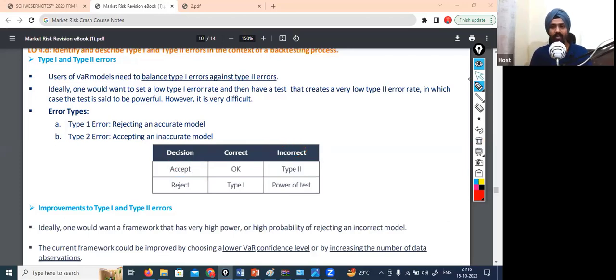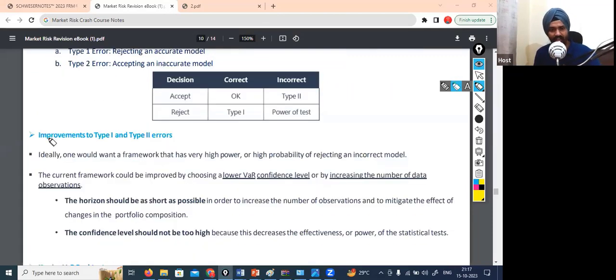as per the regulators. And that is why we say that ideally one would want to set a low type 1 error. Ideally, we want to have it low, but a very low type 2 error rate, very low. This has to be even lower. So type 2 error is our major focus. We don't want to use an incorrect model. We want to use an accurate model. Okay, so that's what we have here.